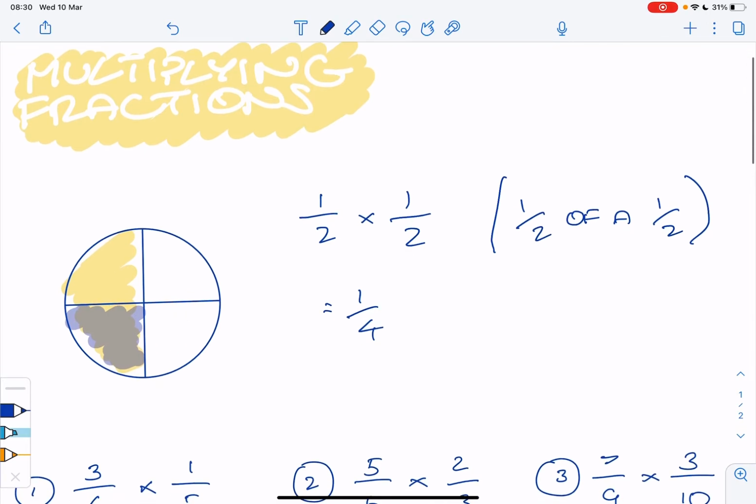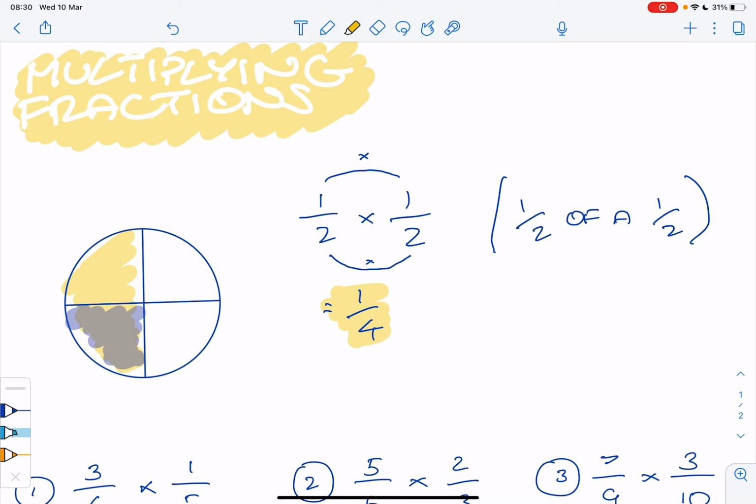So what we want is a mathematical way of being able to do this. The connection here is that we've taken the two top numbers and multiplied them together, and then we've taken the two bottom numbers and multiplied them together. And that's given us our overall answer. So a quarter comes from 1 times 1, which is 1, and 2 times 2, which is 4.